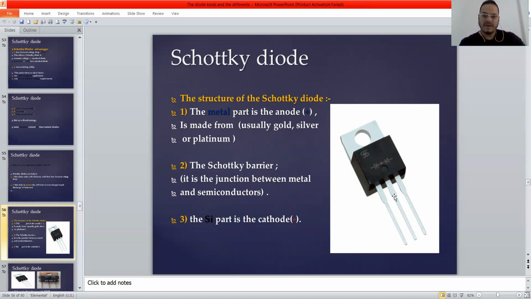The second one is the Schottky barrier. It's the junction between metal and semiconductor. The last one is made from semiconductor, made from silicon, and is negatively charged.